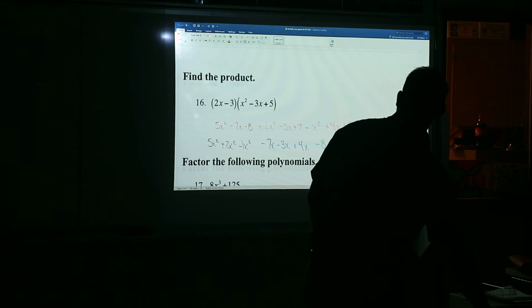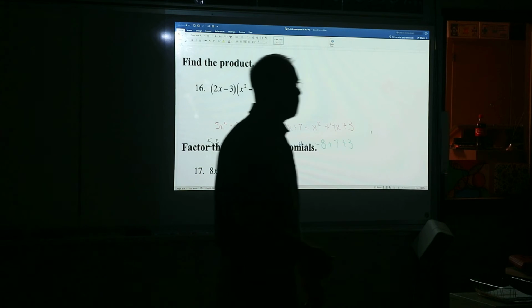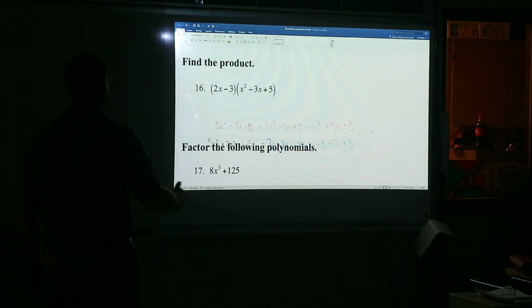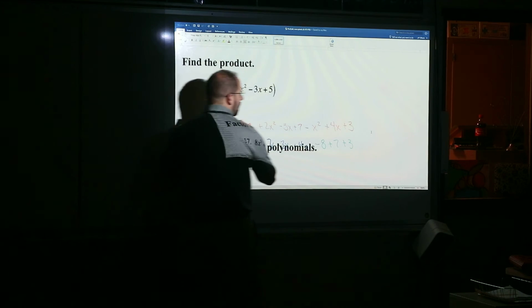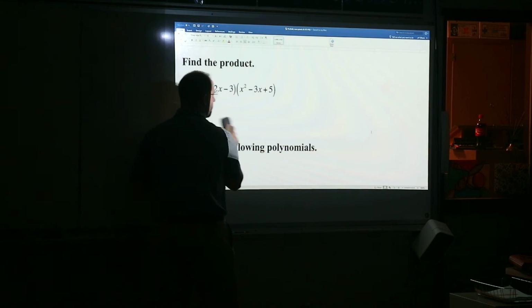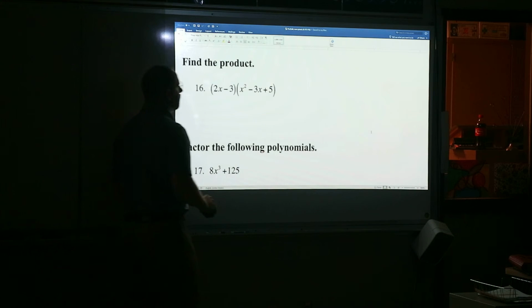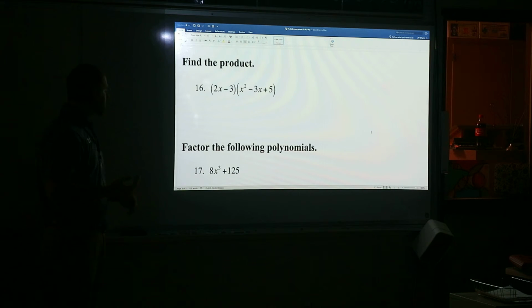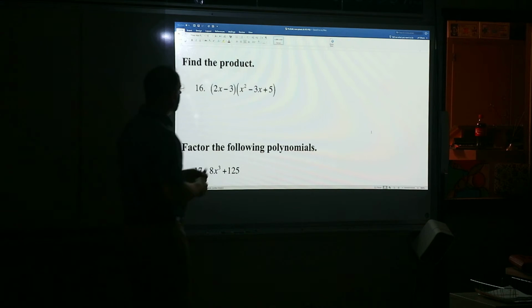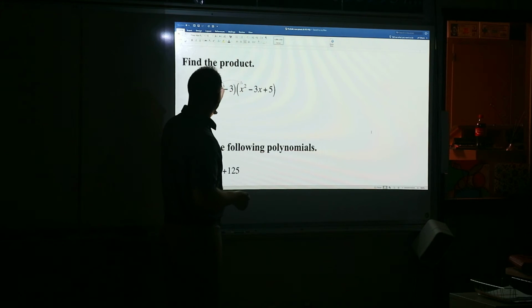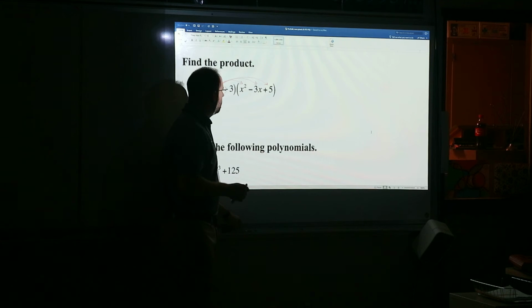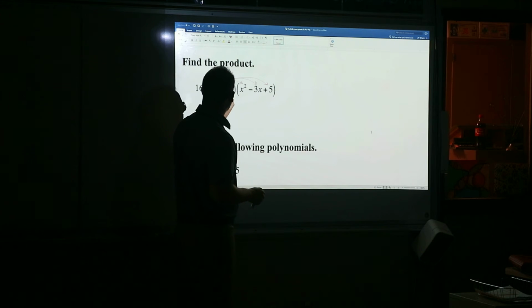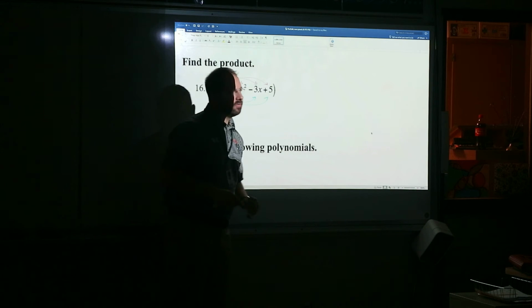All right, 16, you have to FOIL this out. First, outer, inner, last, or distribute twice. I don't know how you want to think of it. There's two ways to kind of process this one, but I would just write down the 2x times everything in the back. Then after that's all done, I would go after the -3 and distribute that to the back. How many items should I have written out before I start simplifying?